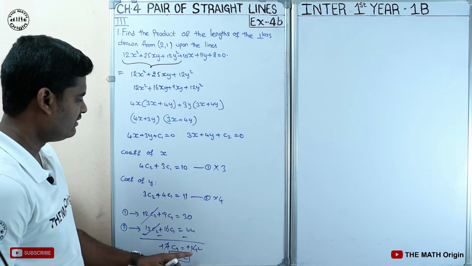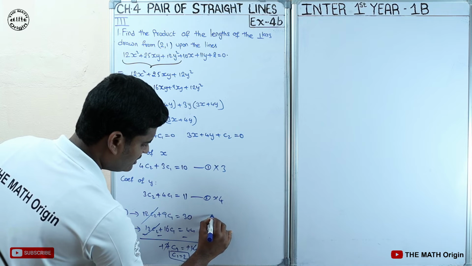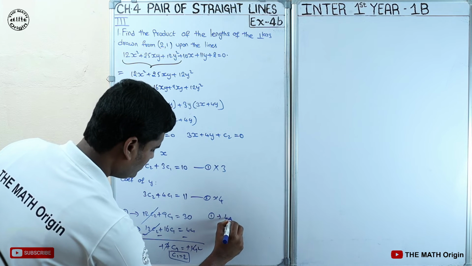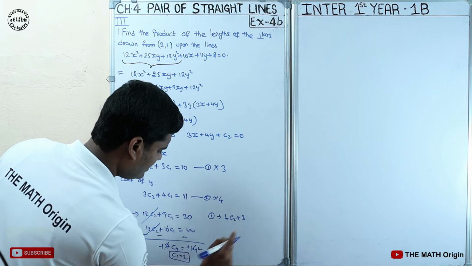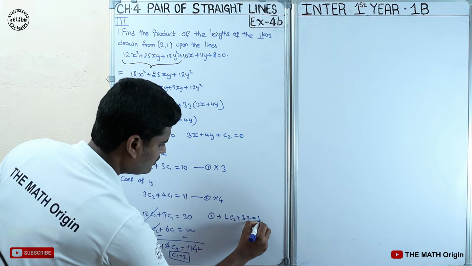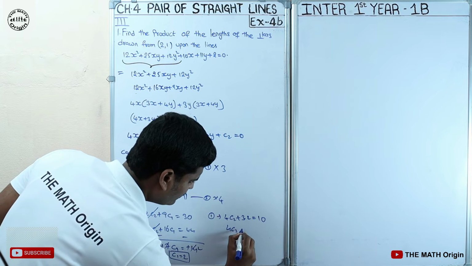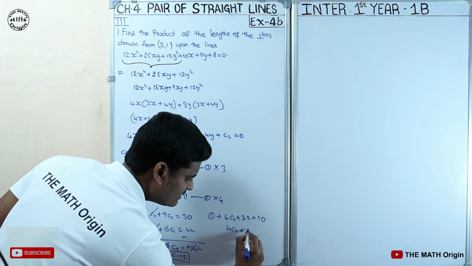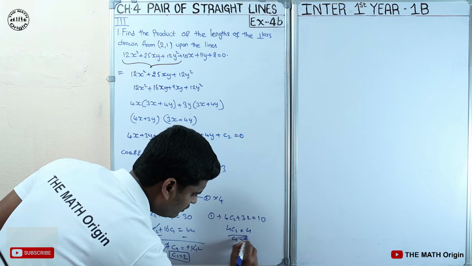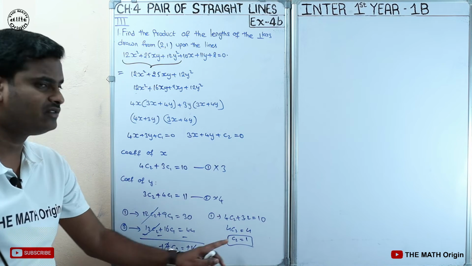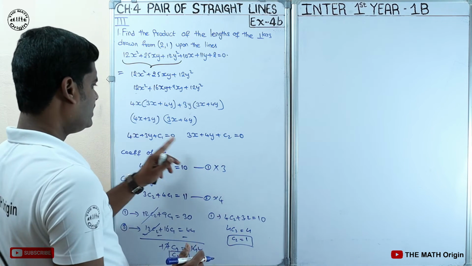We got c1. I will substitute in equation 1. Equation 1 is 4c2 plus 3 times c1, which is 2, equals 10. So 4c2 equals 10 minus 6, which is 4. c2 equals 1. Okay, c1 equals 2, c2 equals 1. I will substitute in the equations.